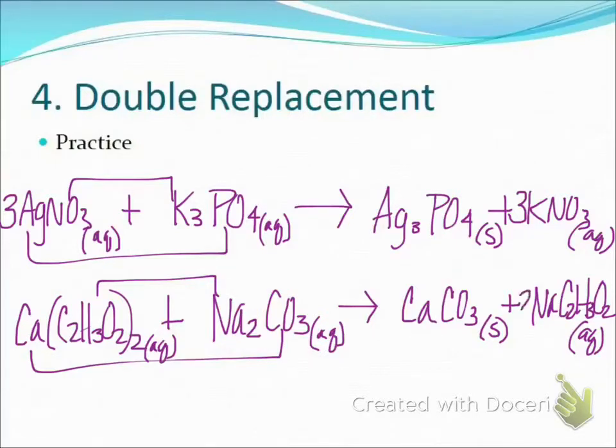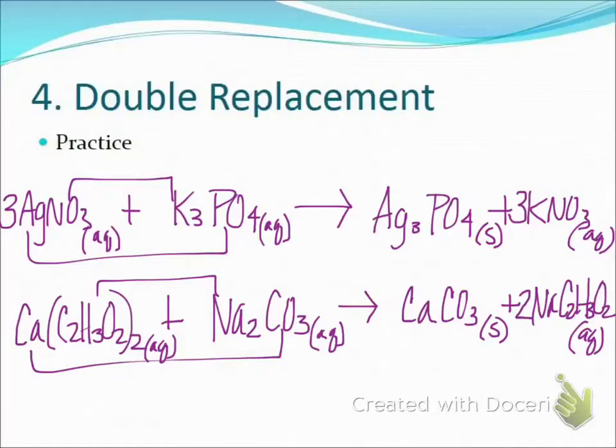So I need to put a 2 here, right? And I think that's all I need to do. Yes? Why do you bother labeling it if you automatically know the reactants are going to be a solid? You don't automatically know. You have to label it because I need you to show me that you understand that that made a solid.